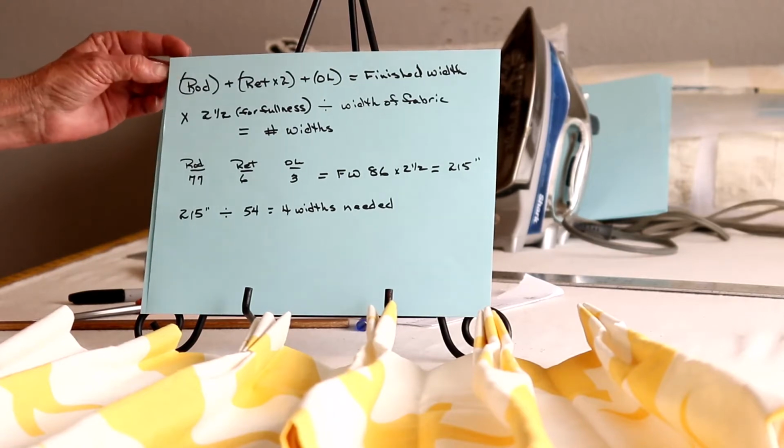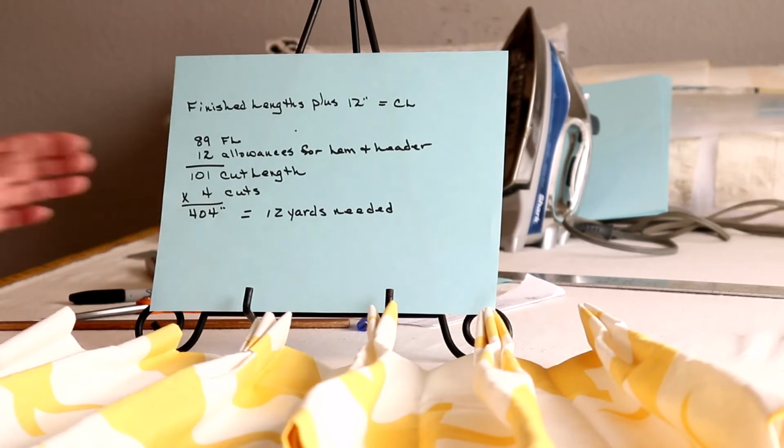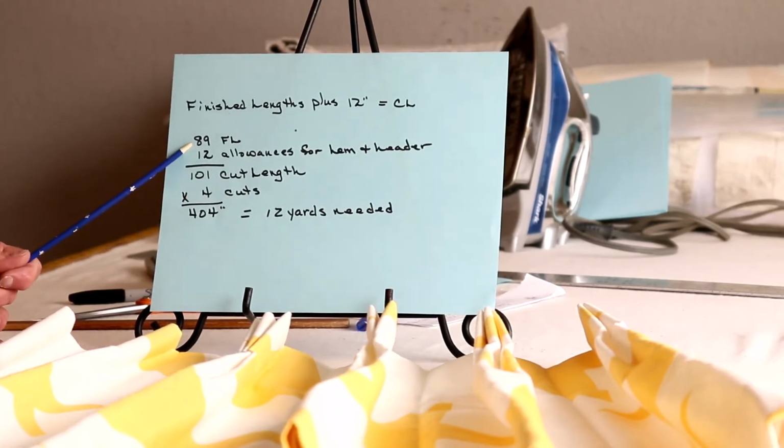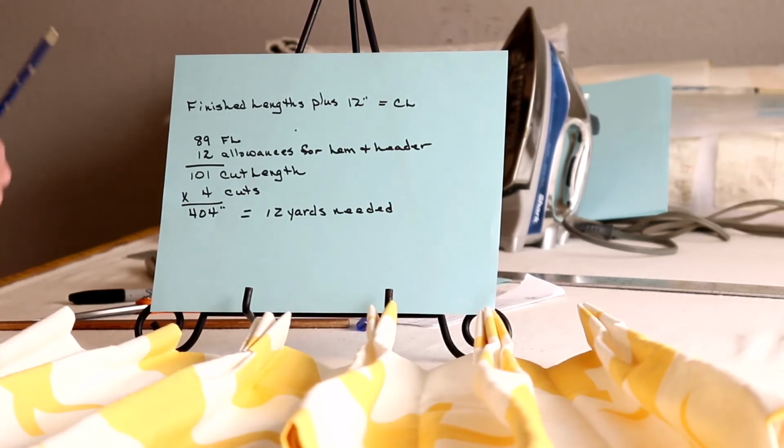So you take the 4 widths, start with your finished length, 89, add 12. 12 is a good all-around figure for this. If you have a really, really long drape, like over 120 inches, you might want to go with more. This 12 inches allows for a double 4-inch hem.